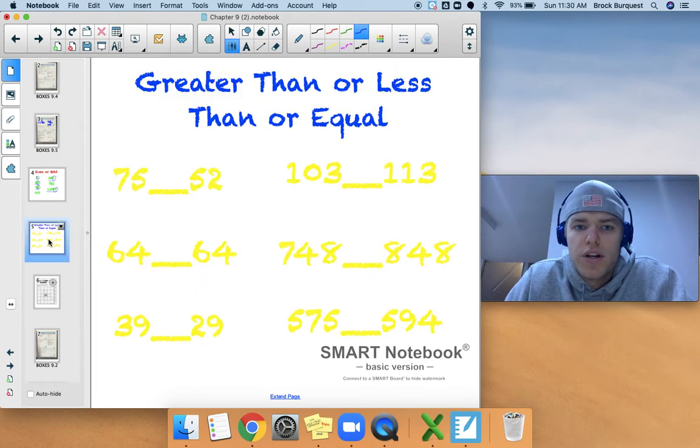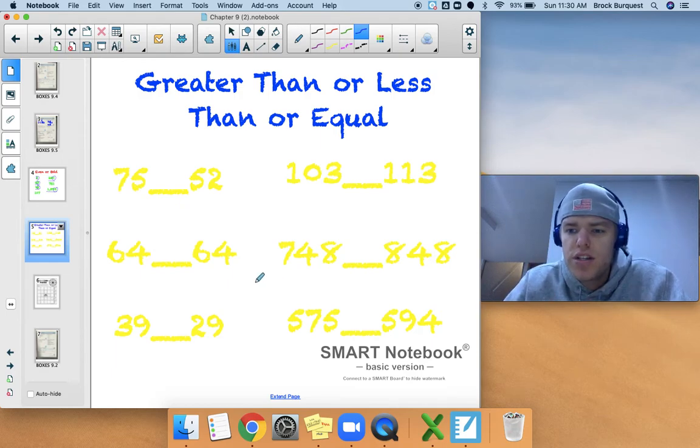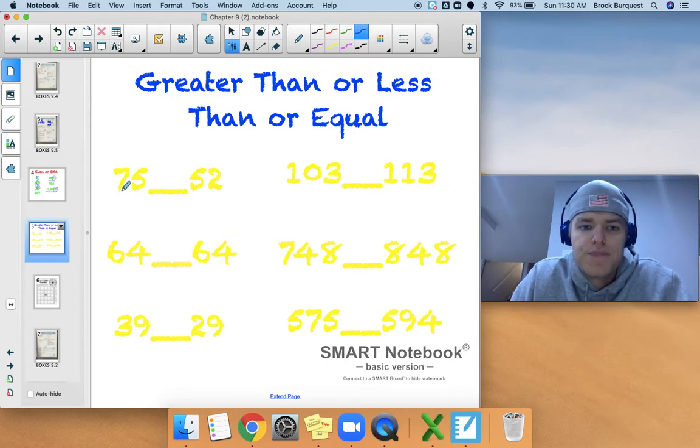All right, friends, we're going to go on to greater than, less than, or equal to. Okay, I'm going to show you a couple strategies, and we're going to try some together. Okay, so let's look right here. 75 or 52. So to start, we're always looking at the last number, 2 and 5. What number is bigger, 2 or 5? Right, 5 is bigger, so we're going to have 2 dots on one side and our 1 dot on the other side, and then connect them to make our mouth.